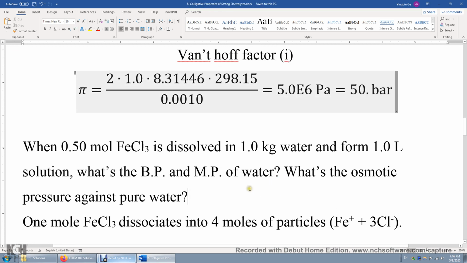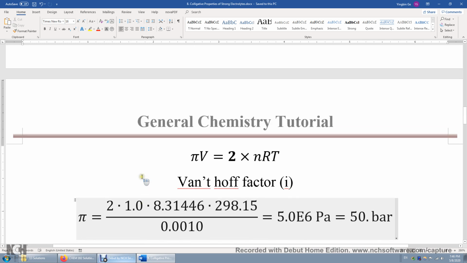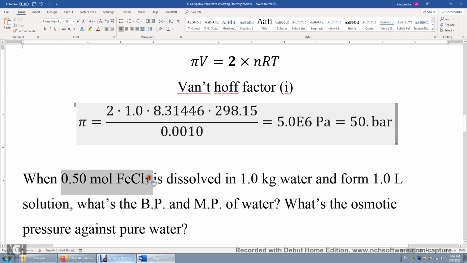One more practice problem. Let's use 0.5 moles of iron chloride, and we dissolve that into 1 kilogram of water, and we form 1 liter solution. What's the boiling point and melting point of water now? What's the osmotic pressure of this solution in comparison with pure water? The result actually is exactly the same as 1 mole. So 0.5 mole of iron chloride is exactly the same as 1 mole sodium chloride regarding the boiling point elevation, melting point depression, or osmotic pressure.